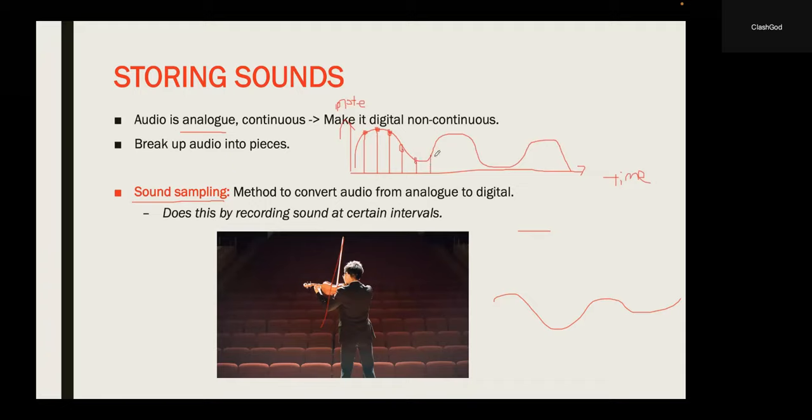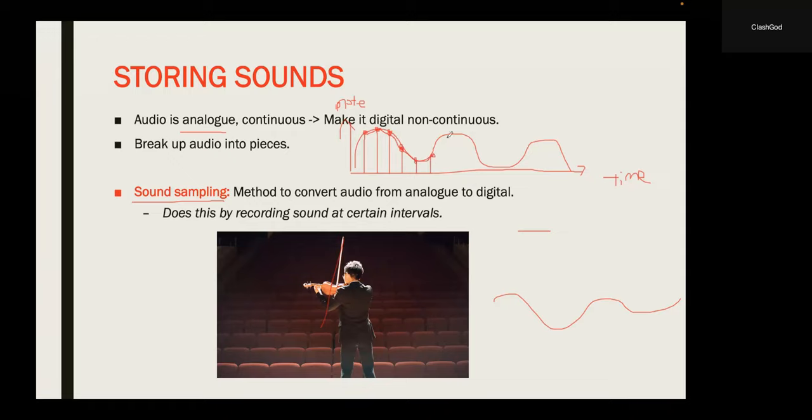So I continue recording the music, but only at certain times. I do not record the music in the middle between these points. I only record the notes at certain intervals, right? You can record the note here, here, here, here, here. You don't need to care about the music in the middle. Then you will see that it largely coincides with the actual music. If you connect these dots, you'll see that the notes you collect are basically the same as the original music. So that's how sound sampling works.